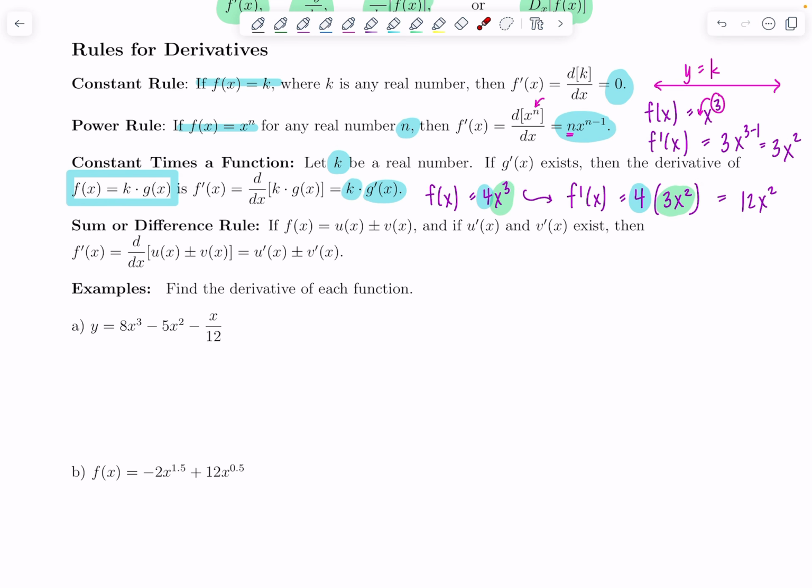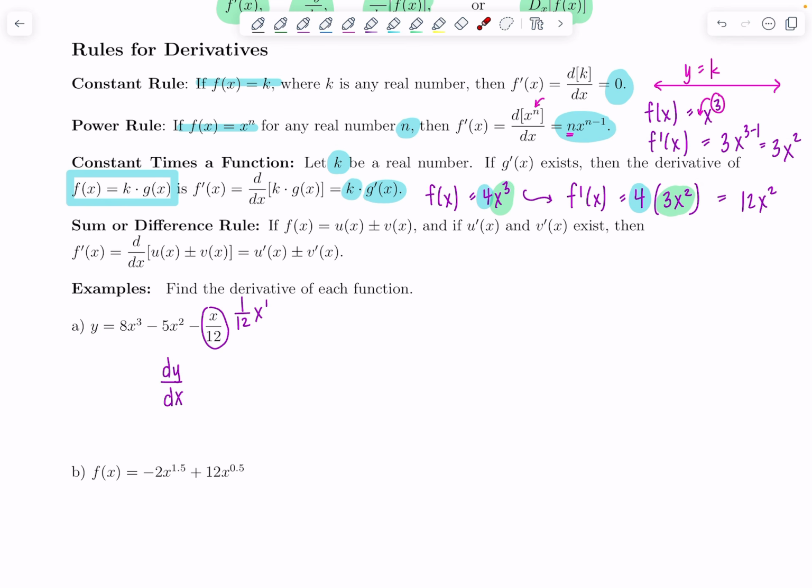Find the derivative of each function. So we have y equals 8x cubed minus 5x squared minus x over 12. If it's helpful, think of this x over 12 as 1/12 times x to the first. That might help you, okay? So here we go. dy dx, or you could write f prime of x, but since they called it y, I'm more inclined to use this notation, dy dx.